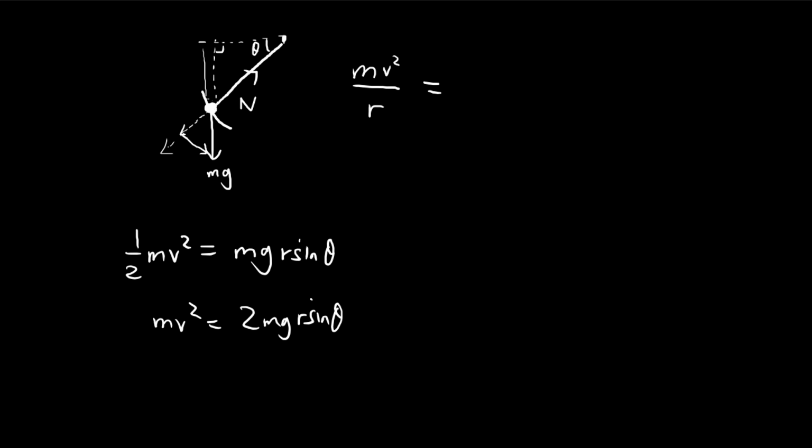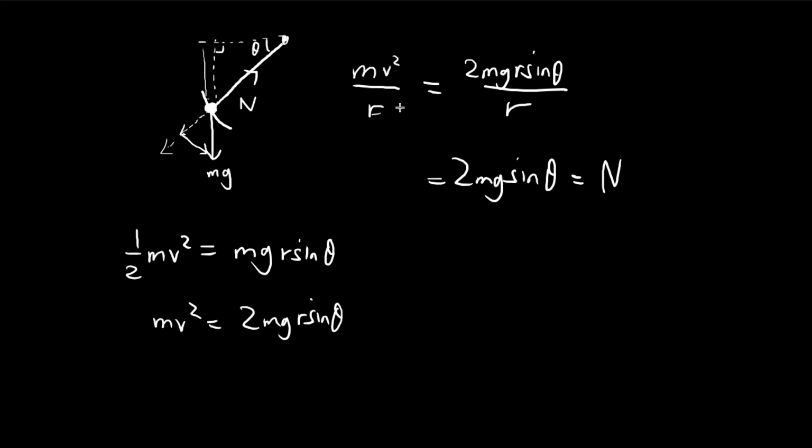So we can substitute this directly back into here for the centripetal force. That gives us 2mg r sine theta divided by r, equal to 2mg sine theta. So this is the centripetal force. It's going to be a net force pointing to the center of the ball. Now this is going to be equal to the normal force, which is also pointing in this direction, minus this gravity component that's pointing in the opposite direction.